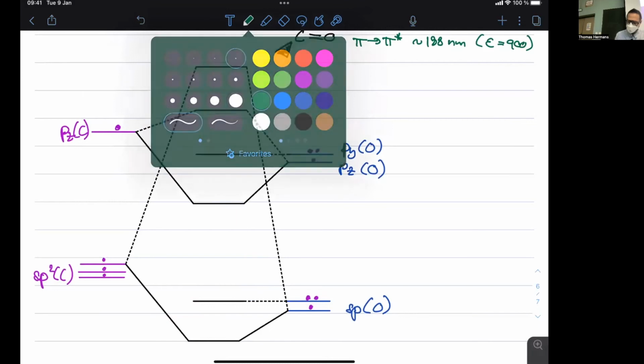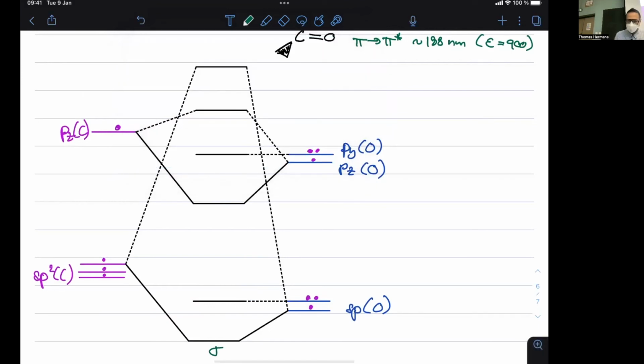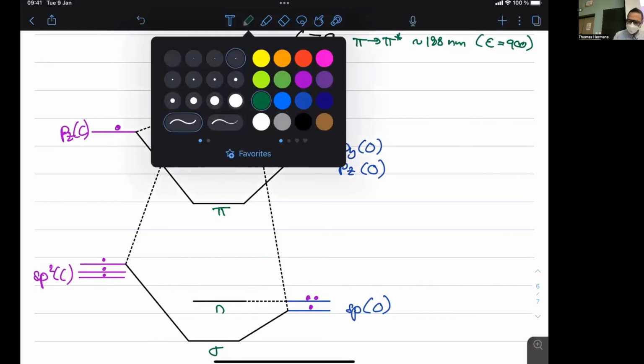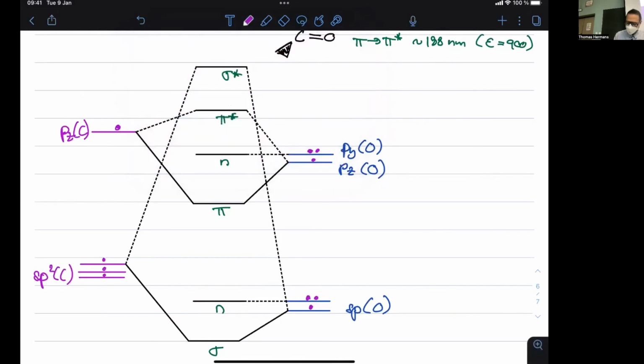So some colors. So this would be sigma, non-bonding, pi, non-bonding, pi star, sigma star. Then we fill the electrons. So you have 2 here, 2 here, 2 here, and the non-bonding has the last 2. Okay. So again, this is the HOMO, and this is the LUMO.